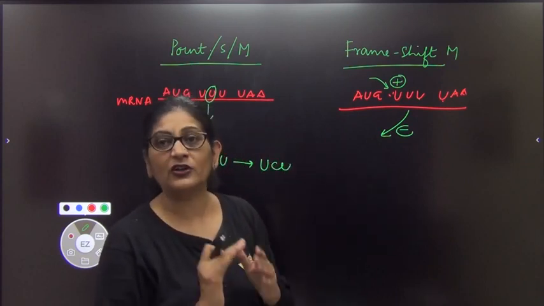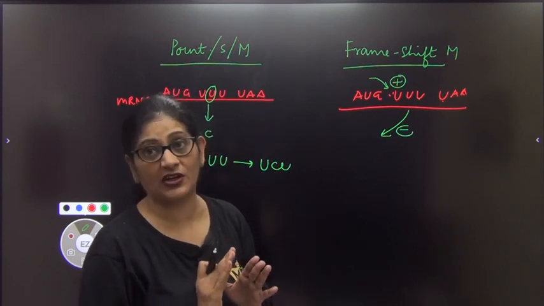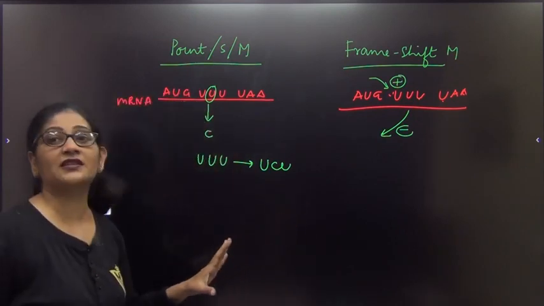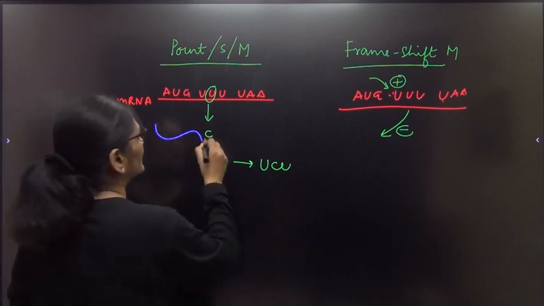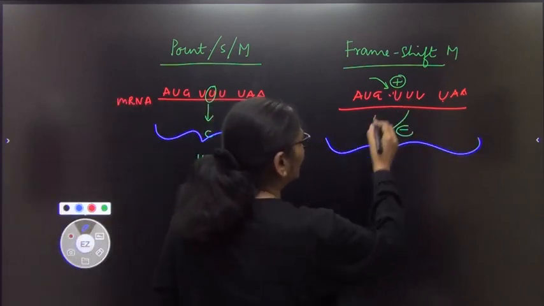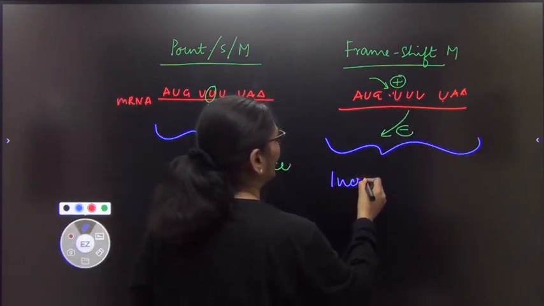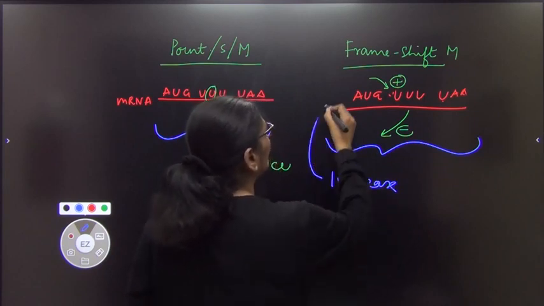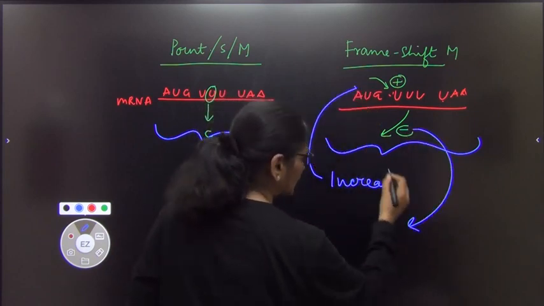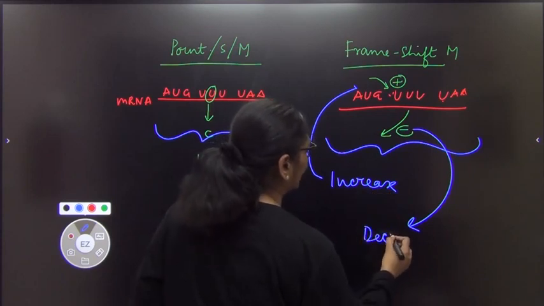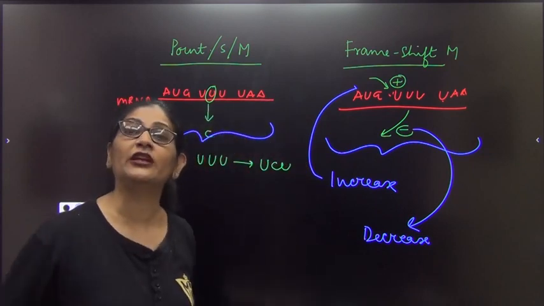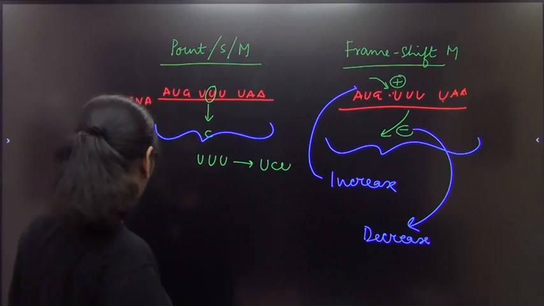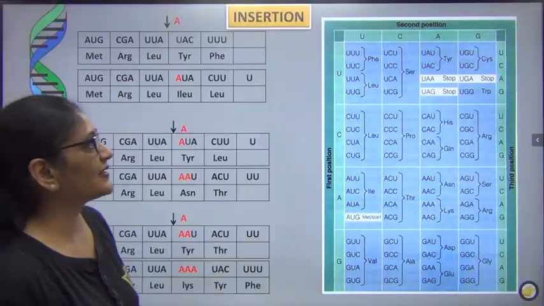Whatever I am telling you, I am going to explain with a very well illustrated example as well. But one major difference I want you to understand is, in point mutation, the number of nucleotides remains the same. In frame shift mutation, the number of nucleotides will increase if there is an insertion, or if there is a deletion of nucleotides, then the number of nucleotides will decrease. Hence the codon will change, the amino acid will change, and the protein will also change, right? So let us see this in detail, and I am sure then you will understand what I am trying to tell you. So let us take this example.